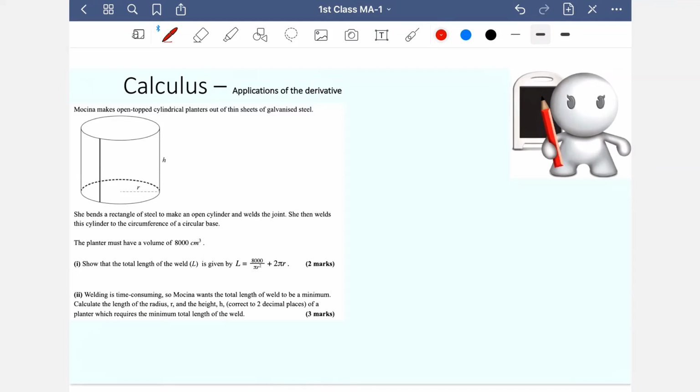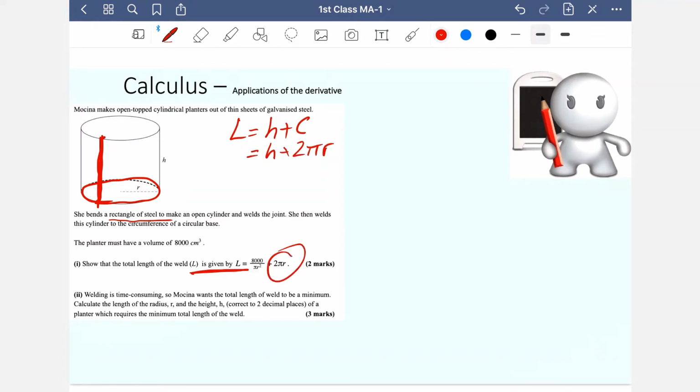Okay, so our next question is an application of the derivative. And what we have is an optimization question, and in this case we're after the minimum. All right, look, when you read this question, what we have is that she starts off with a rectangular piece of steel. She bends the steel to make an open cylinder, and then she welds that section. She then welds this cylinder down to the circular base, all right? And the first question is asking us, what is the length of the weld, L? So L equals the height plus the circumference. So the height plus 2 pi r.